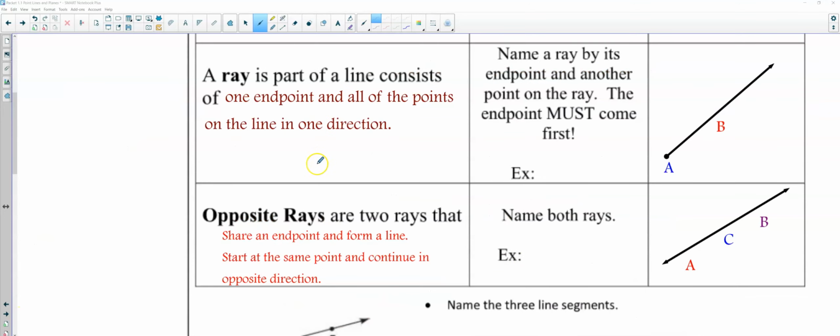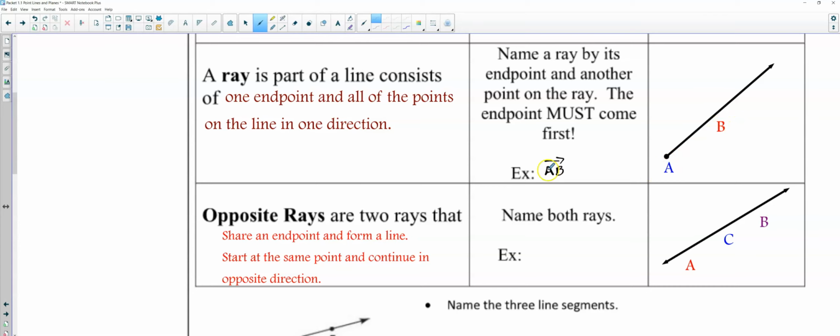Well, how about a ray? A ray is part of a line and consists of one endpoint and all of the points on the line in one direction. So a ray has direction. It goes in one direction. Name a ray by its endpoint and another point on the ray. The endpoint must come first. That is important. The endpoint right here comes first. So this one is ray AB. You cannot name this ray BA because you would be naming another ray.